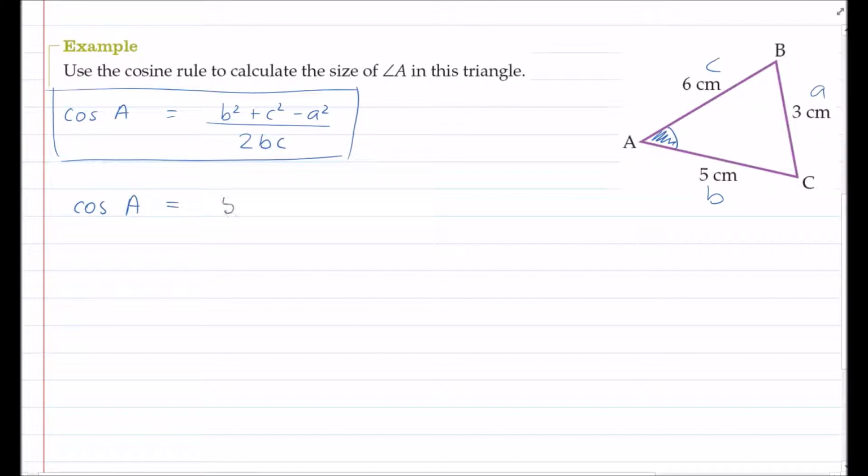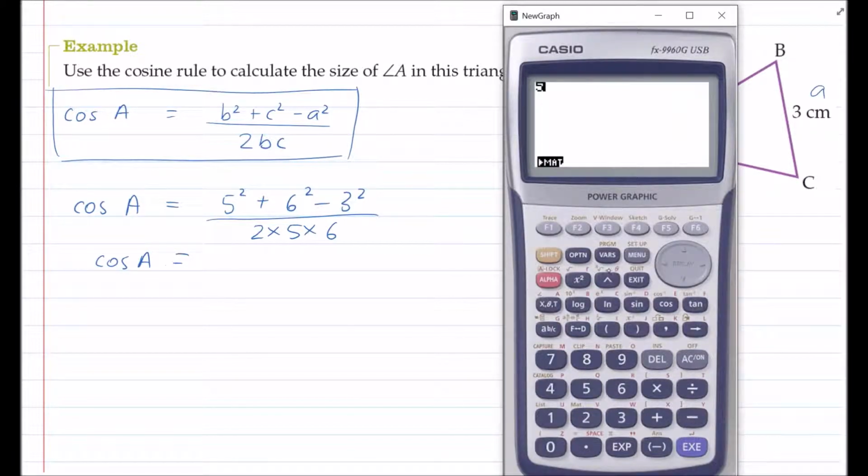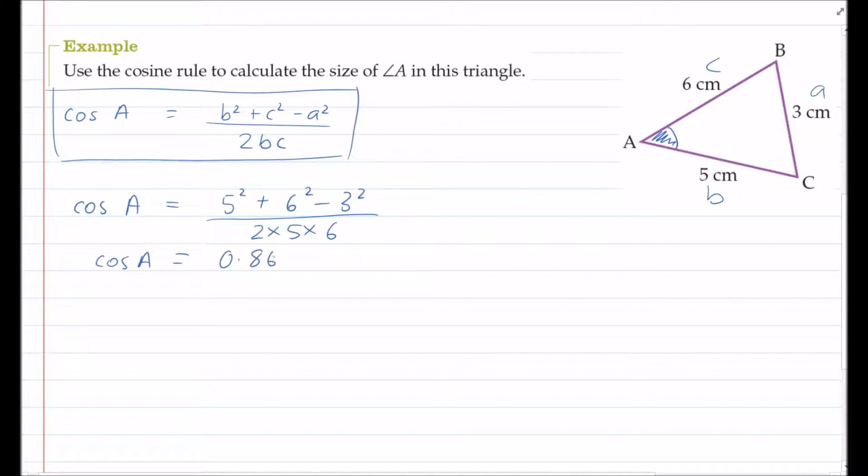B is 5, so we've got 5 squared plus 6 squared minus 3 squared, so that's just getting it from our three sides. Divided by 2 times b, which is 5, times c, which is 6. And so we can put that all into our calculator. So we can say cos A equals, let's get that calculator out again. So we have 5 squared plus 6 squared, minus 3 squared. And that's divided by 2 times 5 times 6, which gives us 0.86 recurring. So we'll write that in, 0.867 rounded. But we won't use the rounding in our calculations.